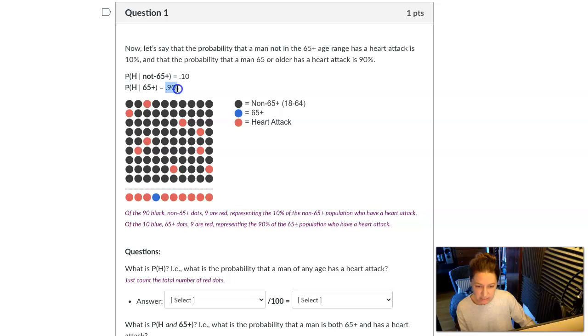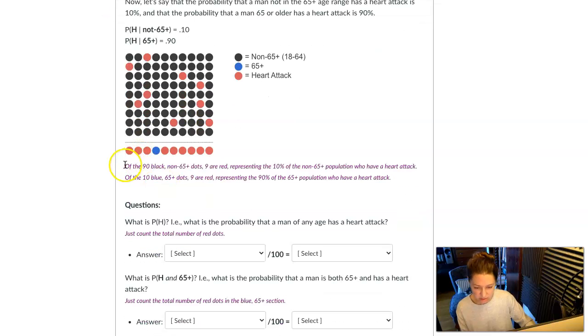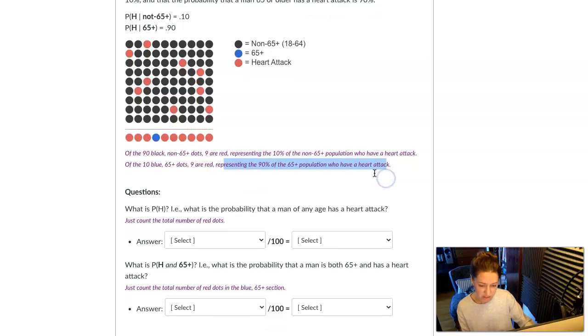And what is 90% of the population of 10 here? That's going to be 9 out of 10, so you've got 9 red dots here. And that's what this means. Of the 90 black non-65 plus dots, 9 are red, representing the 10% who have a heart attack. And of the 10 blue, 65 plus dots, 9 are red, representing the 90% that have a heart attack.